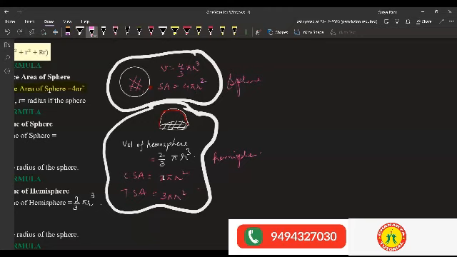So next part is your hemisphere. For the hemisphere, the numerator is 2 and the denominator is 3. So you can check it out here. CSA is 2 pi r square and TSA is 3 pi r square. It's very easy to remember. Okay, so formula part is over. From our side, formula part is over. Now we'll start with the questions.